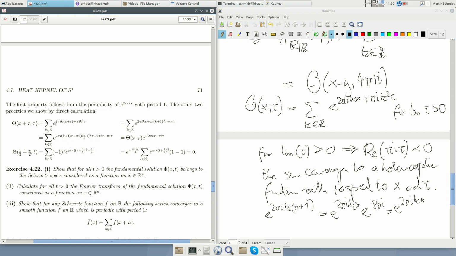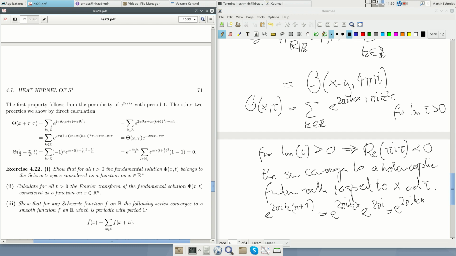Here clearly this is the same. If we take this plus this, minus this term, this is clearly exponential 2πi k x. So now we may relabel k plus 1, because k mapping to k plus 1 is clearly a bijective map from set to set.